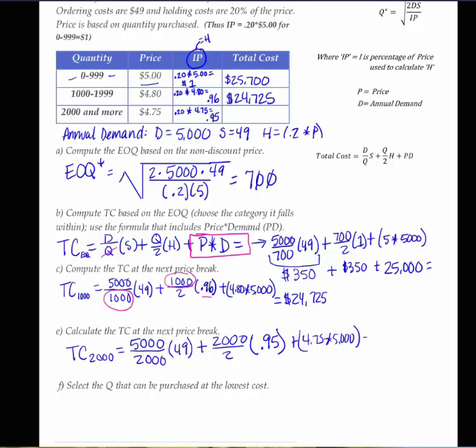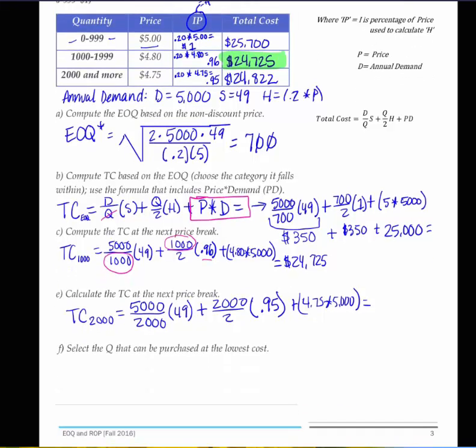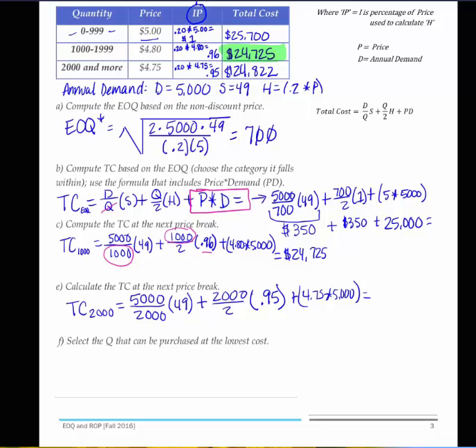So we end up then with 24,822. So notice then that this one is the cheapest. So this would then be the one that we would want to purchase. So we would want to purchase in quantities. So we want to say here, because it minimizes total cost to order in quantities of 1,000, then while our economic order quantity may be 700, what we'd really like to do is order in batches of 1,000.